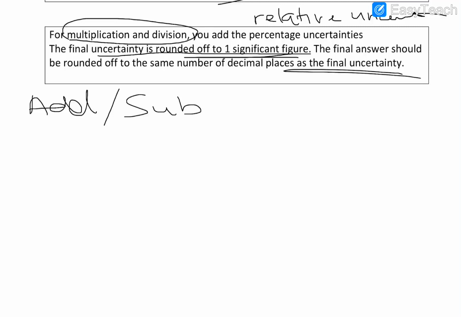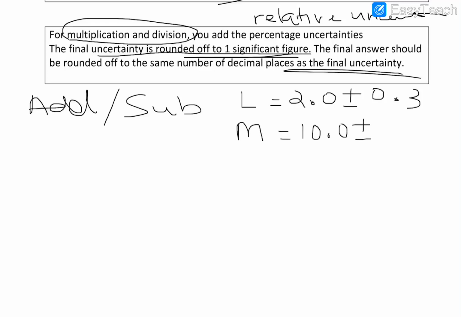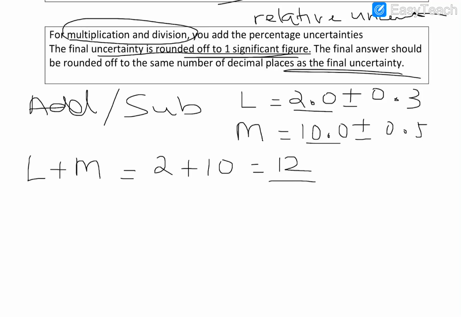Let's say I have a value. So let's say L is equal to 2.0 plus minus 0.3, and then value M is 10.0 plus minus 0.5. I need to find the value of L plus M. So I need to get the value and the uncertainty as well. So first I'll find the absolute values of these. So 2 plus 10, that gives me 12. So this is the value.